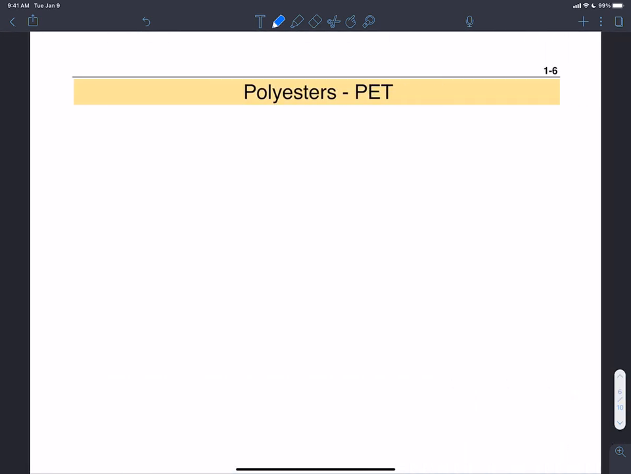All right. Now we're gonna change gears for a minute. We're gonna switch over from amides and now start looking at polyesters. And the first example of polyesters we're going to look at is one you may have heard of before, PET, or polyethylene terephthalate.